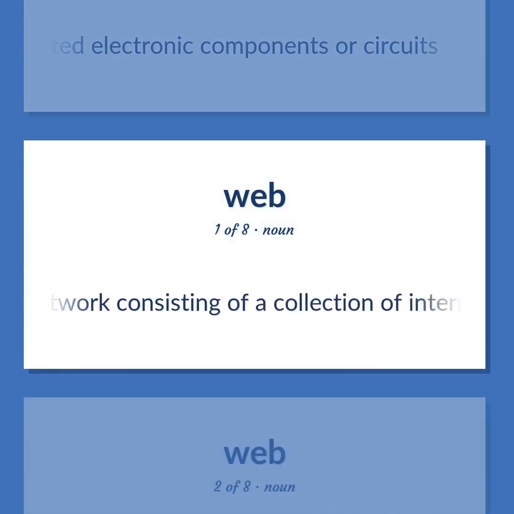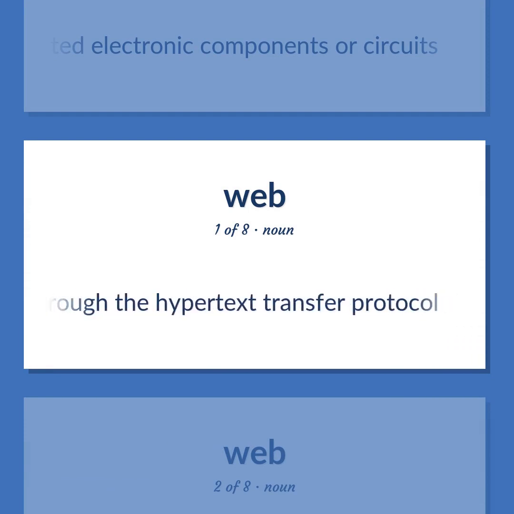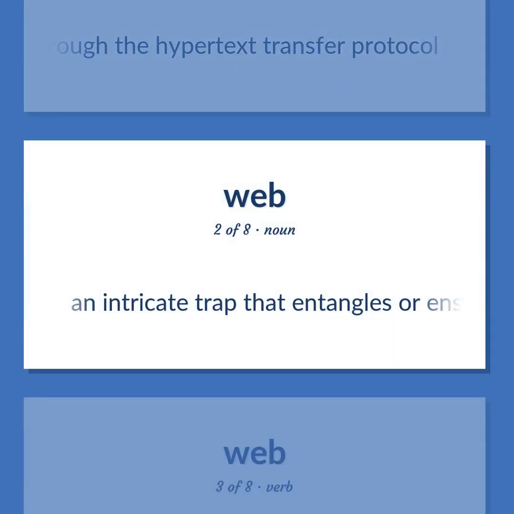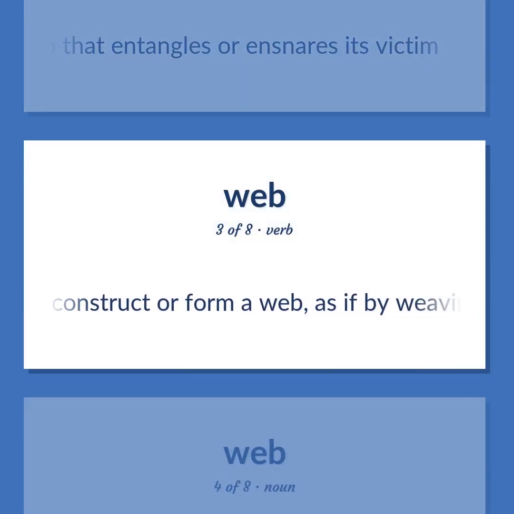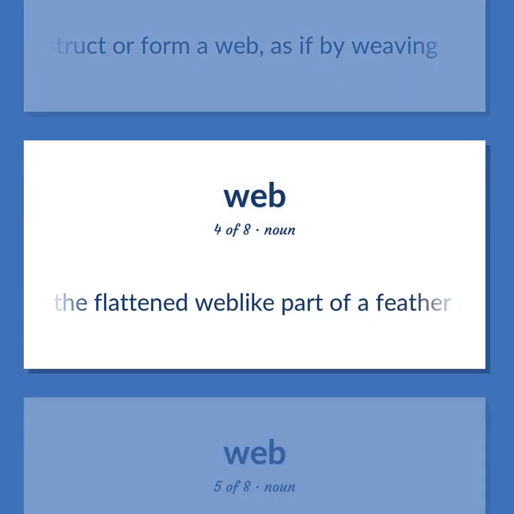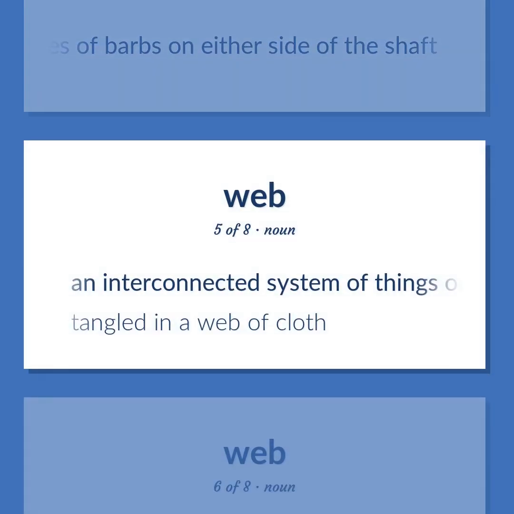Computer network consisting of a collection of internet sites that offer text and graphics and sound and animation resources through the hypertext transfer protocol. An intricate trap that entangles or ensnares its victim. Construct or form a web, as if by weaving. The flattened web-like part of a feather consisting of a series of barbs on either side of the shaft. An interconnected system of things or people. Tangled in a web of cloth.